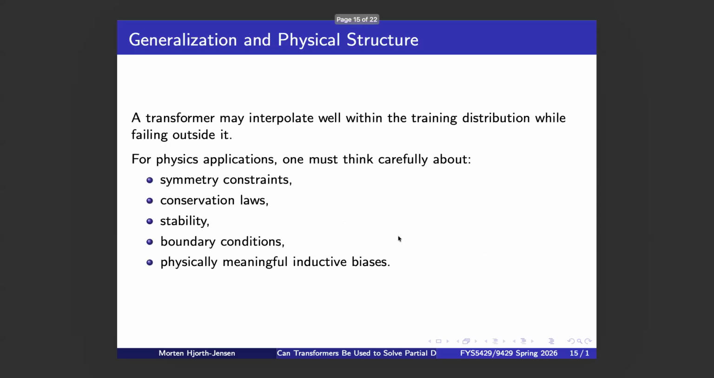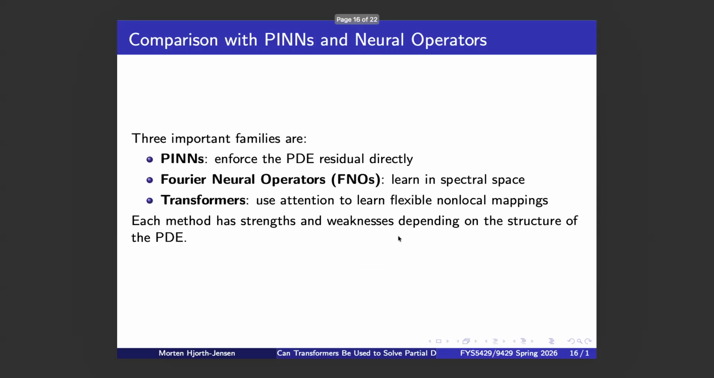There's a lot of stuff, and if you think of some of the comparisons, the most obvious ones which we have discussed here are PINNs, which enforce the PDE residual directly. You have Fourier neural operators, which some of you actually have been looking at. And then the transformers, which use attention to learn flexible non-local mappings. And each method has strengths and weaknesses depending on the structure of the PDE.